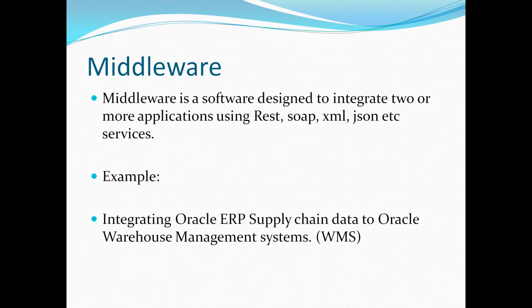So first, middleware. Middleware is a software designed to integrate two or more applications using REST, SOAP, XML, JSON services. So for example, if you have two systems, Oracle ERP and Oracle WMS, we can use the middleware to move data from one system to another. So that is the basic use of any middleware application.